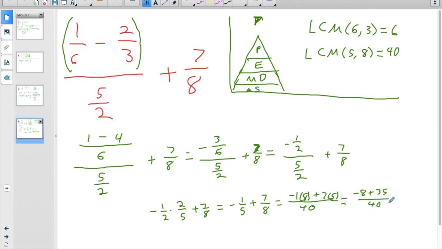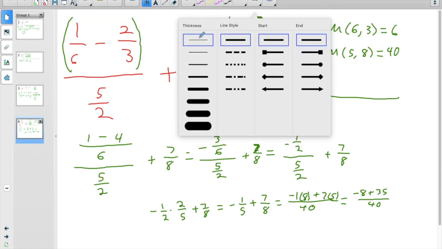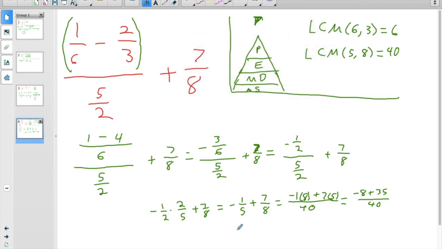And this simplifies down to 27 over 40, which I've run out of room down here, so I'm going to put that just a little higher than it was. But as I'm doing that, does 27 out of 40 reduce? The answer is no. So 27 out of 40. So this is our final answer.